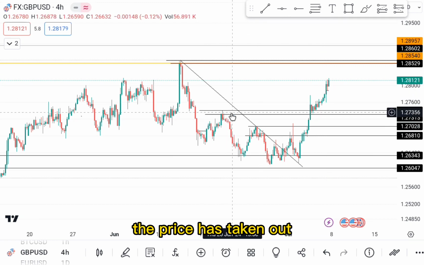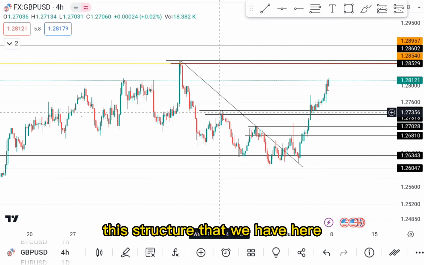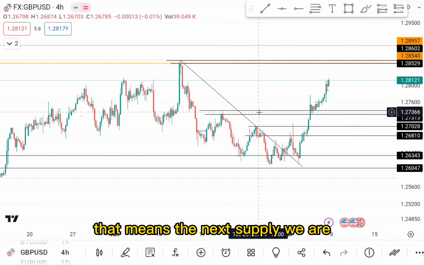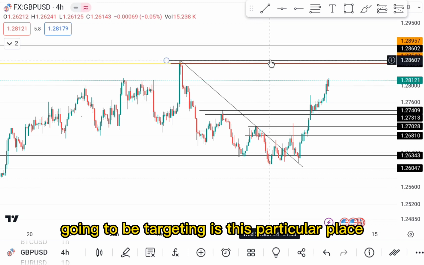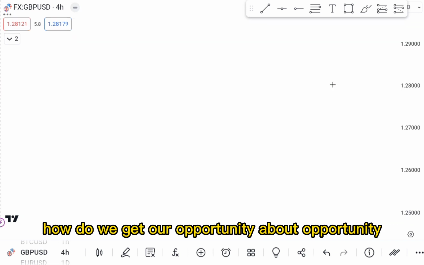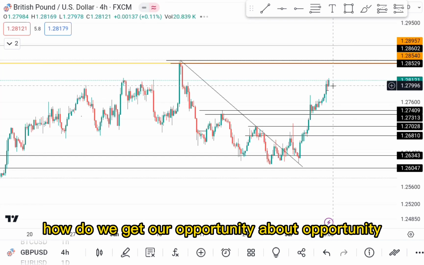Now the price has taken out this structure that we have here, this supply that we have here. Since the price has taken out this supply, that means the next supply we are going to be targeting is this particular place we are looking at here. But before we get that, what do we need to do? How do we get our buy opportunity?